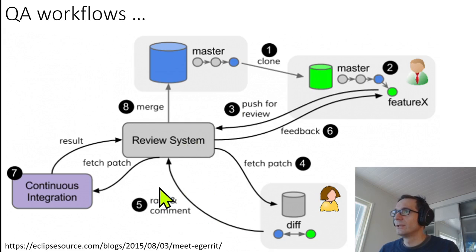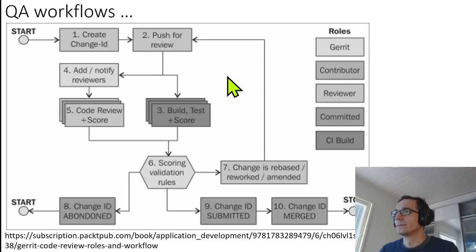Finally, when this is accepted, it is put to continuous integration. Continuous integration is a system that builds the entire system, runs tests, runs static analysis, and provides back the result. If the result is bad, it can still go back to the developer. But if the result is good, it is merged back to the main branch. This is how this quality assurance workflow operates.